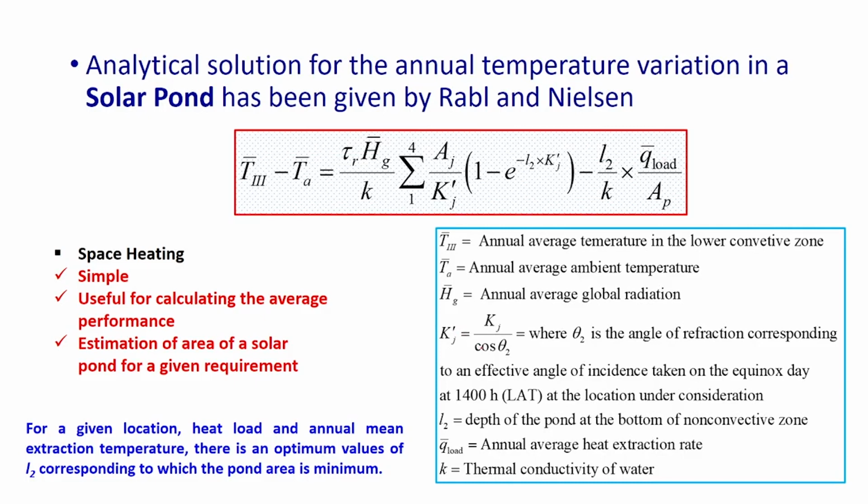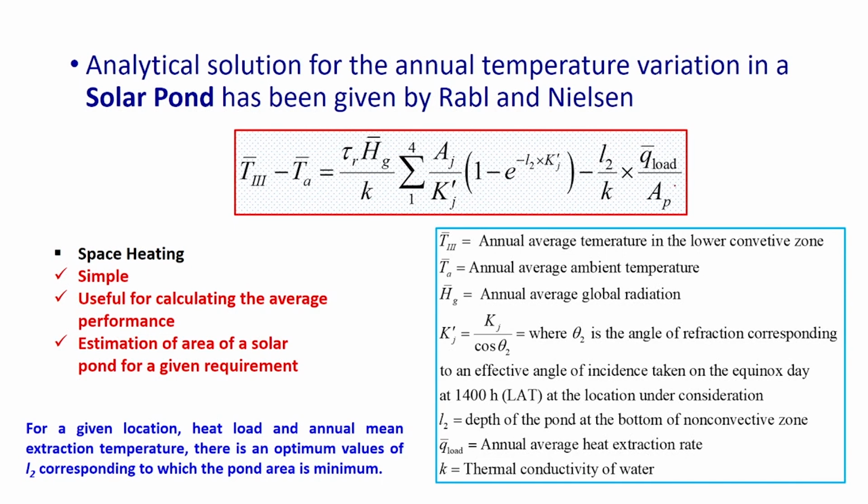Then Kj dash is equal to Kj by cos theta 2, where theta 2 is the angle of refraction corresponding to an effective angle of incidence taken on the equinox day at 14 hours local apparent time at the location under consideration. And L2 is the depth of the pond at the bottom of the non-convective zone. And Q load bar is nothing but the annual average heat extraction rate. And K is nothing but the thermal conductivity of water.